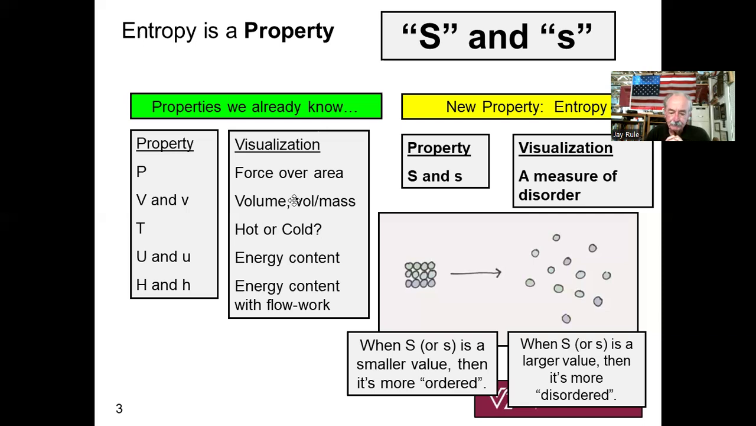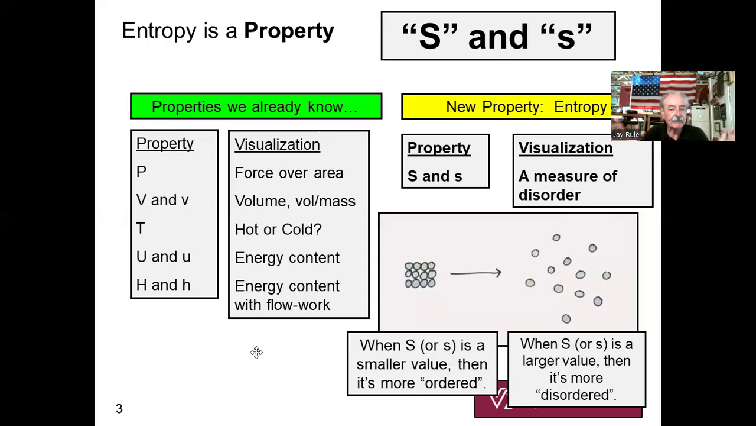So for example, when S is a low number, when S is a small value, then it's more ordered. Things are more orderly within, let's say, a closed system. And I like the visualization of the marbles. S would be a low number on the left-hand side of the sketch. But if you took those marbles and threw them up in the air, they landed just anywhere, that would be a measure of disorder, and the property entropy S would be a larger value than over here. Large value of S, smaller value of S.